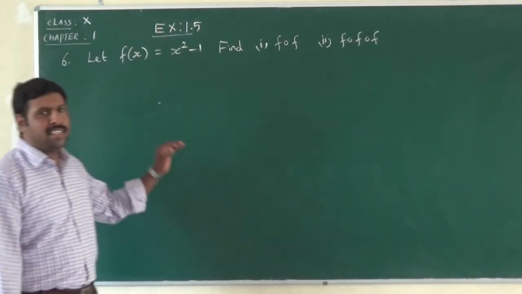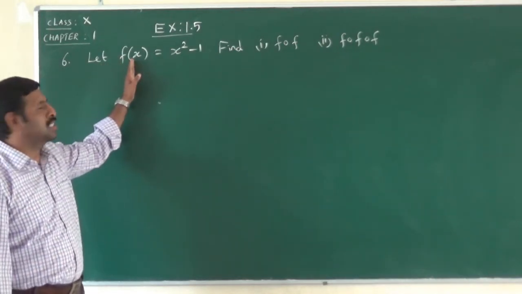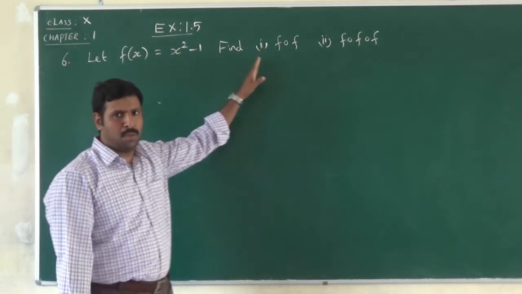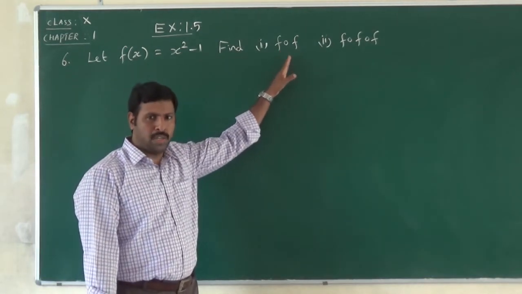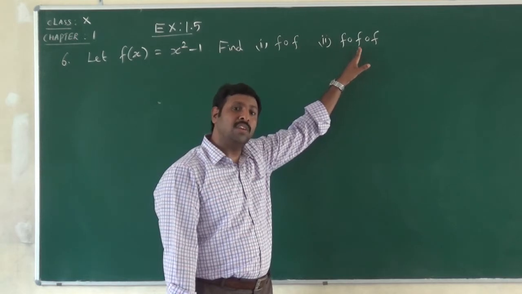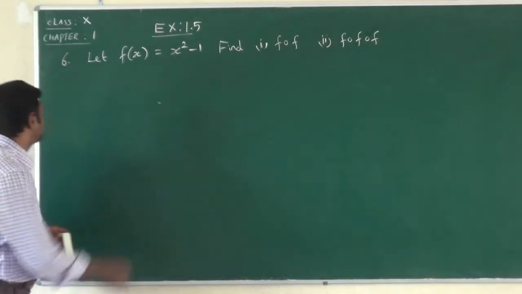Student, class 10, exercise number 1.5, question number 6. Let f of x, the function, be given as x square minus 1. Then find the first Roman number, f composition of f, and then the second Roman number, f composition of f, right? Let's see the first Roman number first.